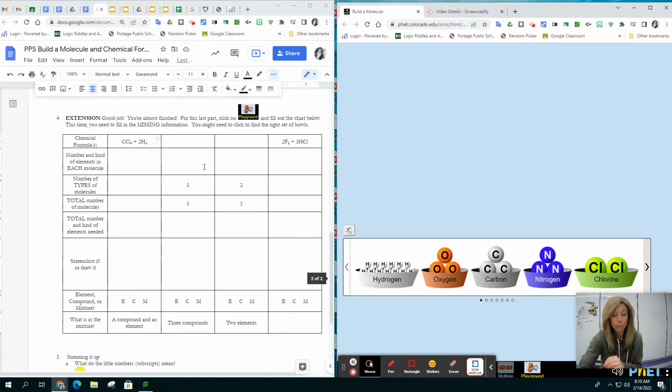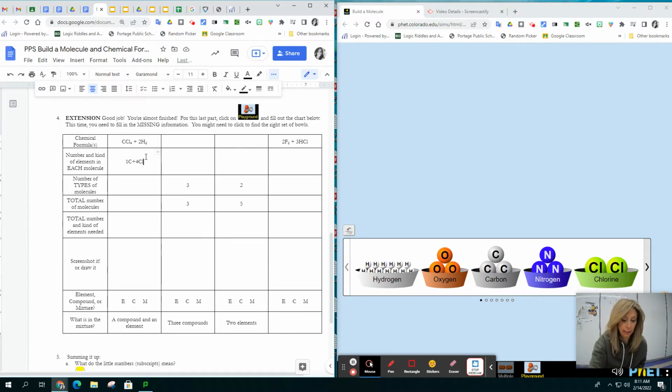The second row, we want to type out the number and kind of elements in each molecule. So remember, we're only looking at per molecule. And in this case, we only have one molecule of CCl4, okay? So we only have one carbon for that molecule. So I'm going to type 1 carbon, okay? We know that per molecule we have 4 chlorine atoms. So I'm going to add 4 chlorines. Okay, that's for that one particular molecule.